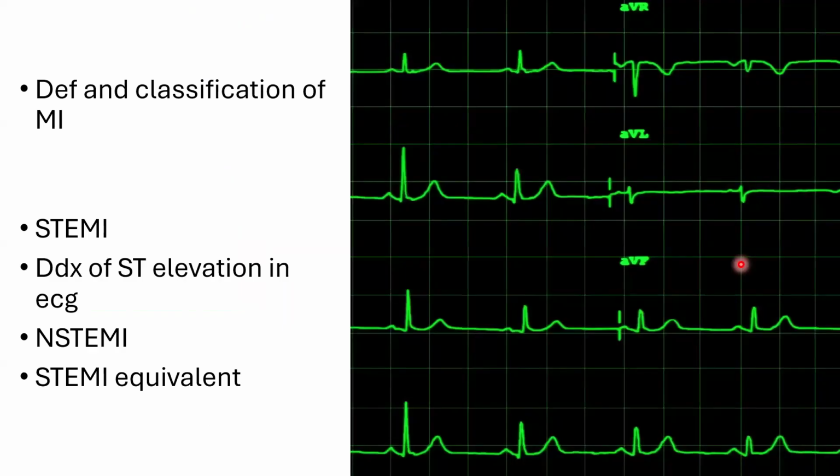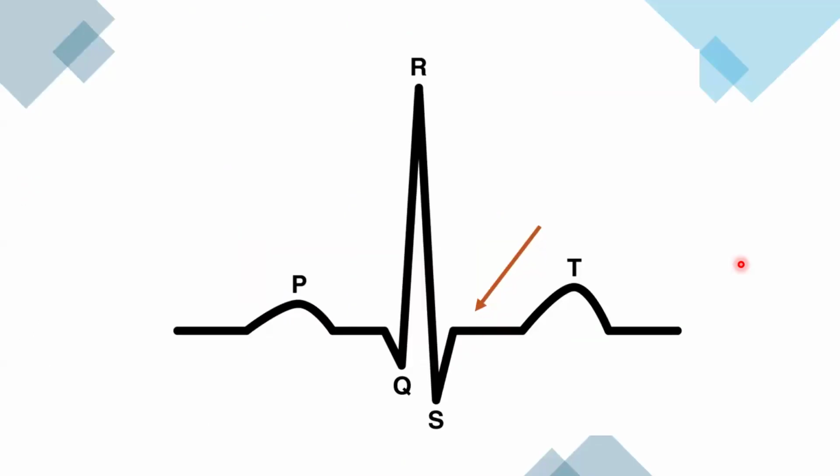Now we've discussed the definition and classification of MI. Let's move on to the next point, which is the ischemic changes that happen in the EKG. First of all, in order to identify the ischemic changes in the EKG, we need to have a look at the normal EKG. As we discussed in the previous lectures, and of course the amazing introductory lecture by Dr. Iman, we know that the EKG consists of the P wave, the QRS complex, and the T wave.